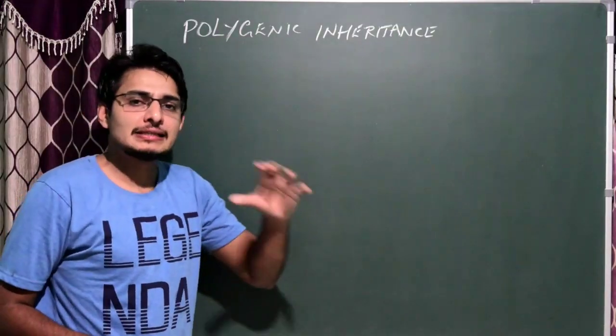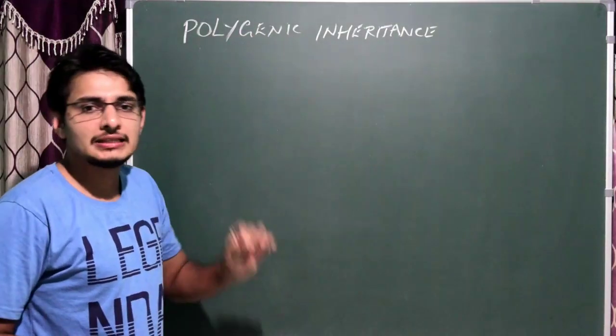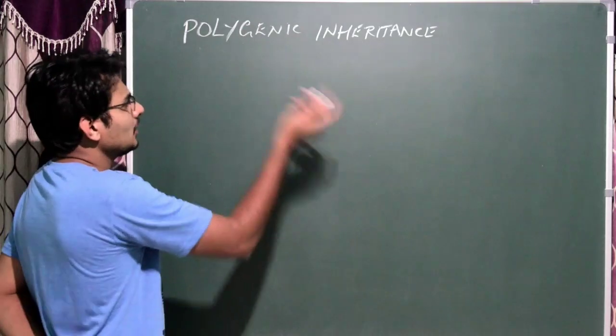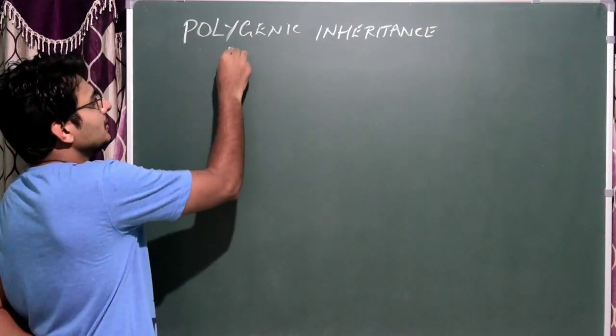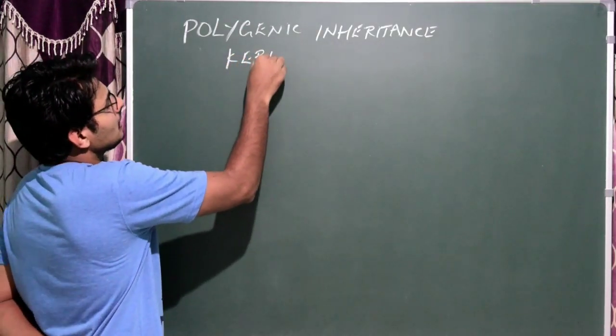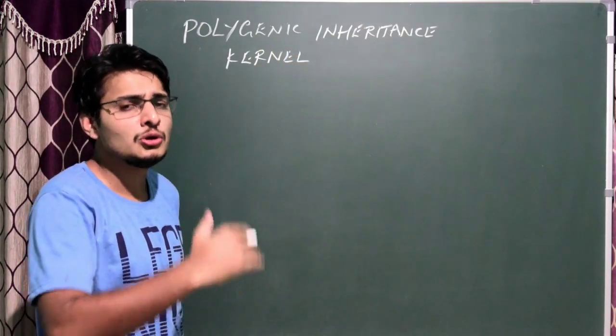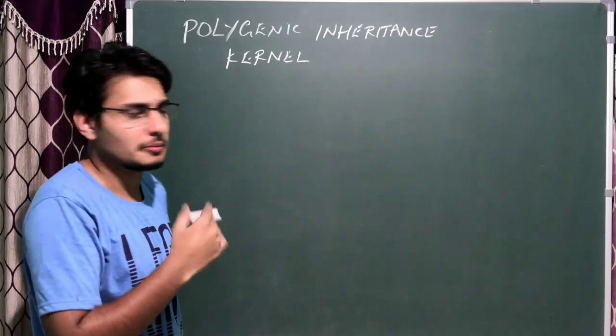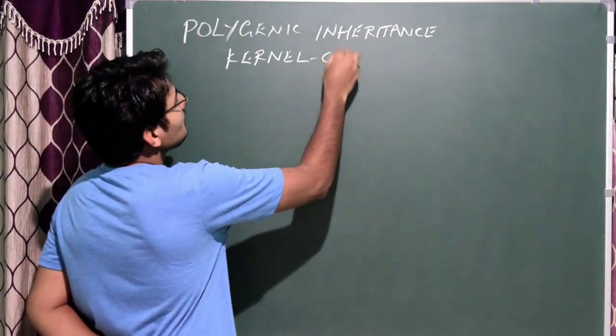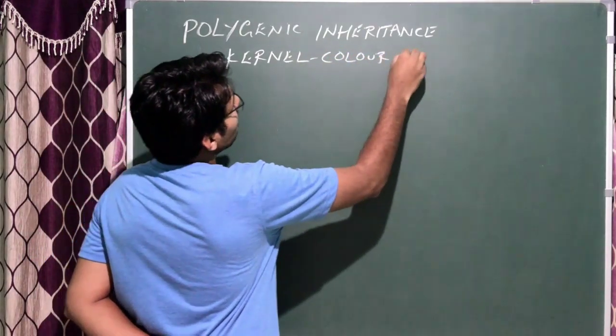Okay, now we'll learn the second example for polygenic inheritance. So it is a type of dihybrid cross experiment. So I'll write here, the second example is the kernel. Do you know what the meaning of kernel is? It is nothing but what is formed due to the formation of endosperm. Correct? Okay, so kernel color in wheat.